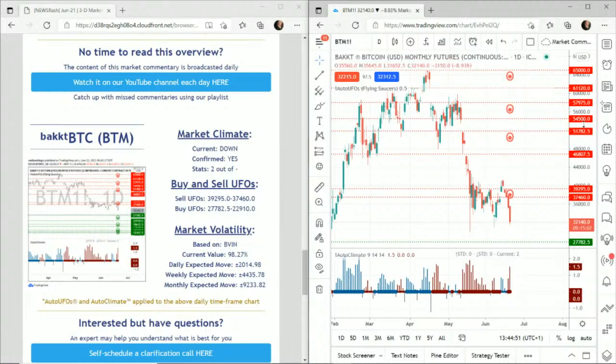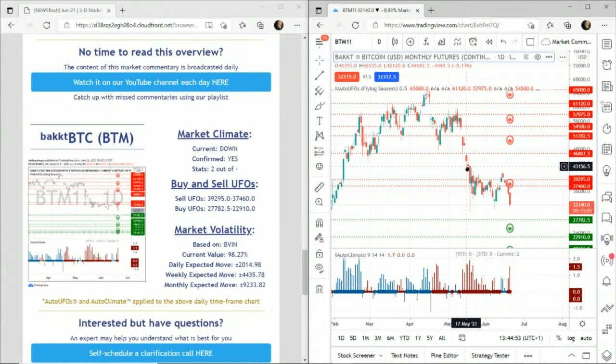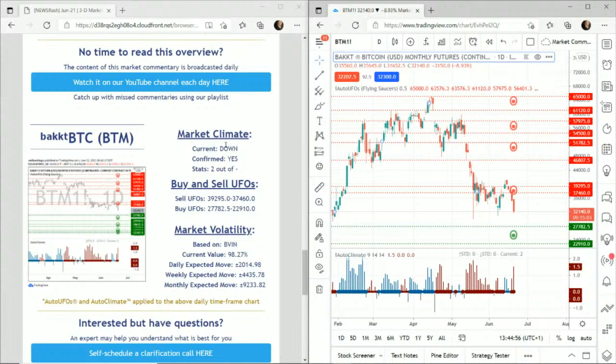Now, if we just have a quick look at this, we have a confirmed downwards climate. Current downwards climate is confirmed and down. Thick red dot there, again telling us probability downwards.